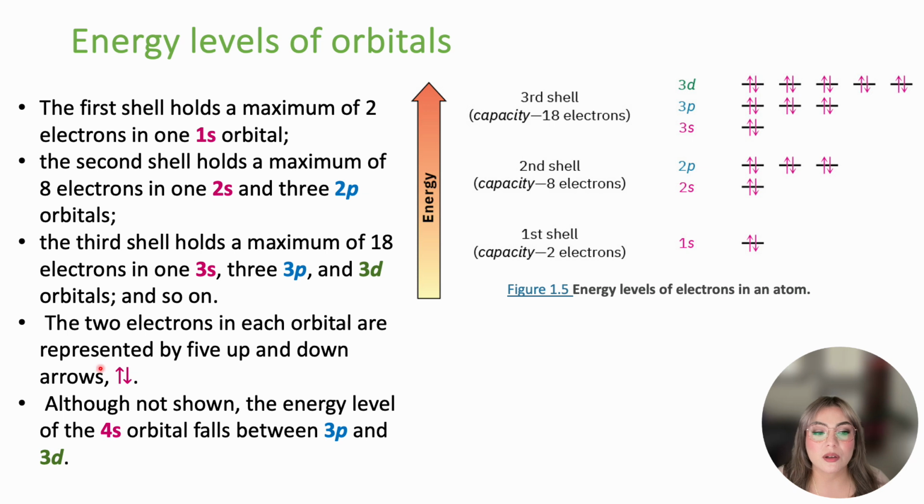So electrons are represented by the up and down, and there are some, what I sometimes think of as glitches. The energy level of the 4s orbital is actually in between 3p and 3d. You would think that we finish up filling all the 3s and then we move on to 4. It's not like that, right? That's not how things are in science, unfortunately.